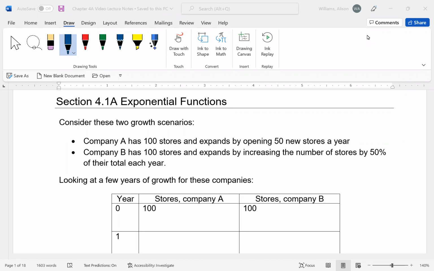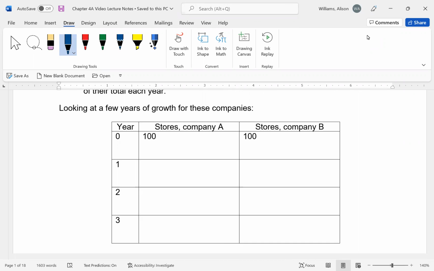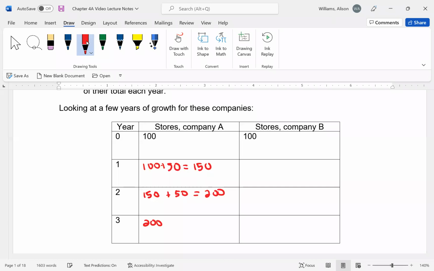So let's look at how that kind of maps out. And if you don't have a calculator, grab a calculator really quick just so that you can work this out with me. And let's calculate then how many stores each company will have after 3 years. So real quick, company A is kind of easy. They're going to add 50 stores every year. So basically right here, we add 50 and we get 150. Great. Then the next year, we start with 150, what they had the previous year, and we add 50 again, and now we're at 200. And then the next year, using that 200, we add 50 again, and we're at 250.